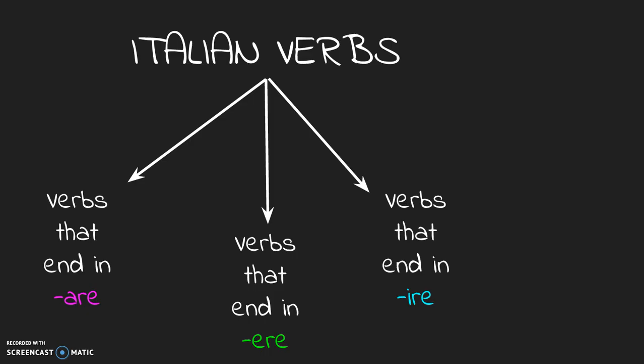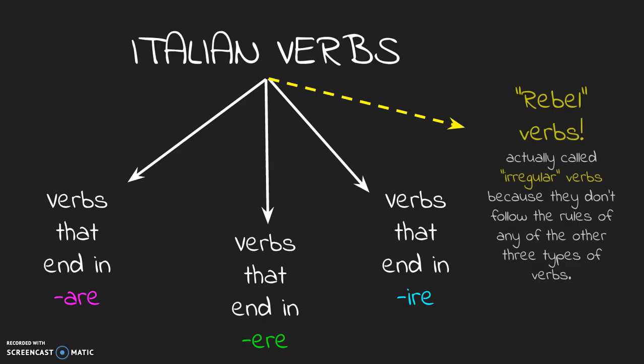But there is another really important group of Italian verbs, and these are a little bit different. I sometimes call them rebel verbs, but they're actually called irregular verbs because they don't follow the predictable rules and the predictable patterns like the other three verb groups do. They're different, and we need to learn them separately. We need to memorize them in a different way.